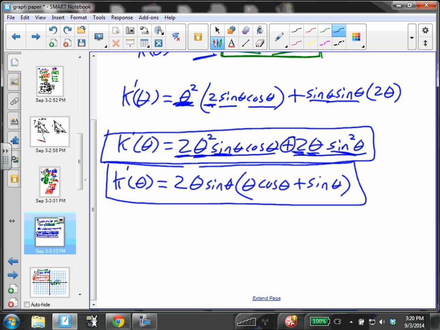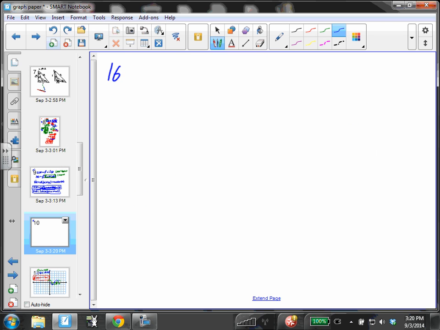All right, so let's look at, I'm going to skip down and do number 16 now, okay? So number 16 says this. It says g of z is equal to 1 over tangent of z minus cotangent of z.